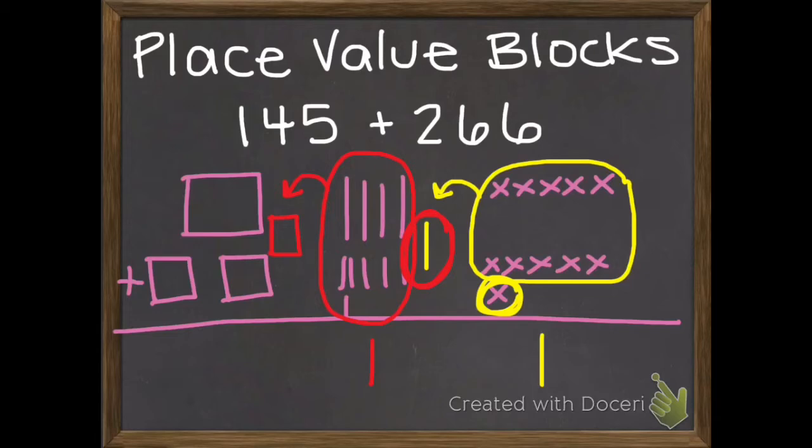Last but not least, I'm going to move on over to my hundreds blocks. Now I have 1, 2, 3, 4 hundreds. So I know that 145 plus 266 equals 411.